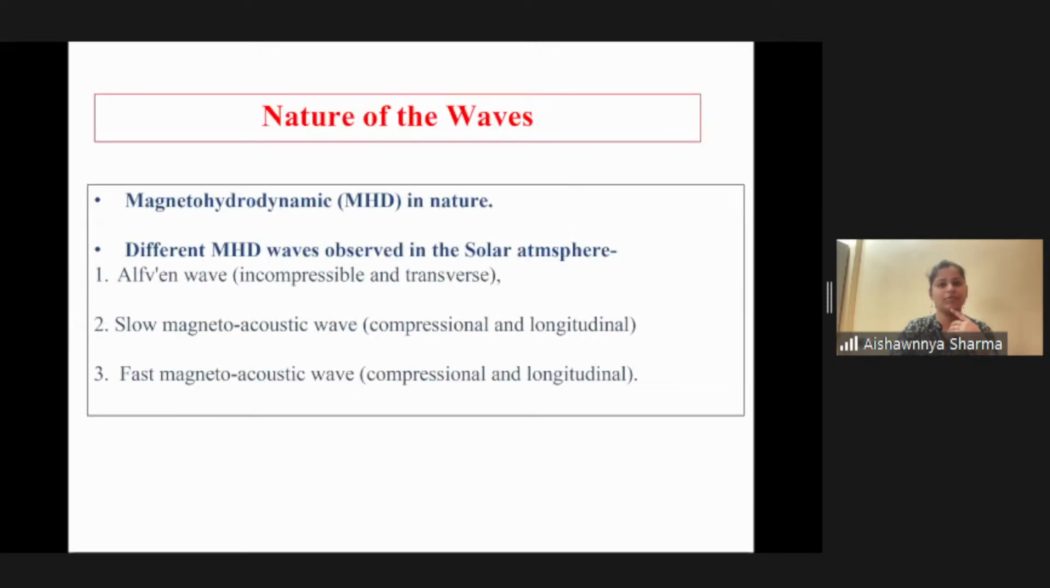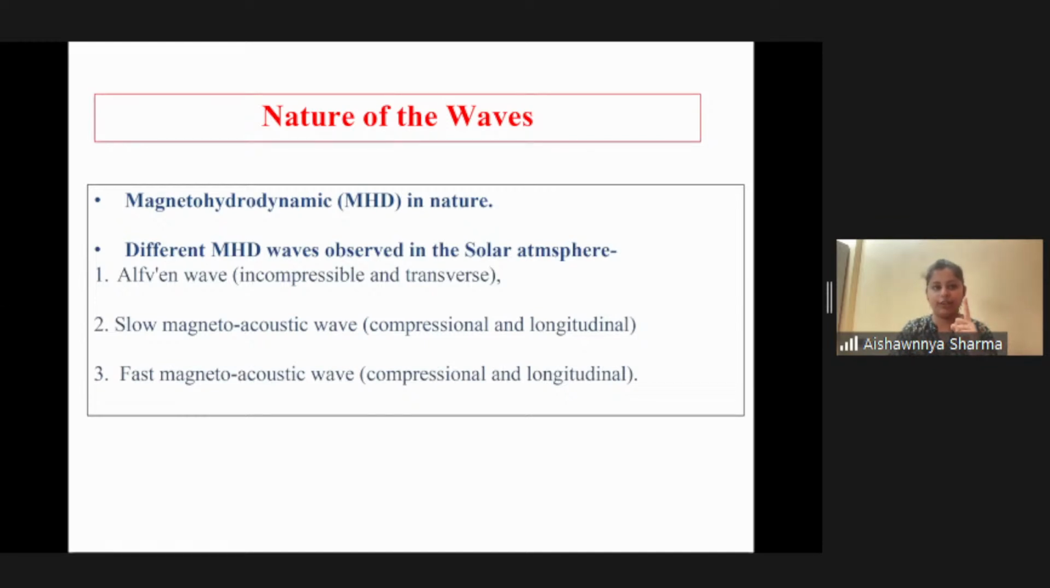Okay, so the question comes: what is the nature of these waves that we observe in the solar atmosphere? Generally the whole Sun is plasma, it's a fluid, right? So the nature of the waves will be hydrodynamic. But this is not just plasma, it is plasma embedded in a magnetic field, so it will be magnetohydrodynamic in nature. There are a few MHD equations. I'm not showing all those equations here, because otherwise it will be complicated. Once we solve those equations, basically we get three wave modes.